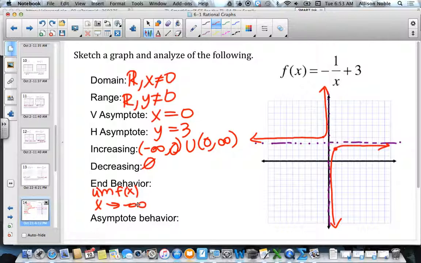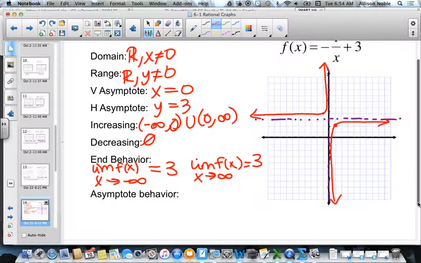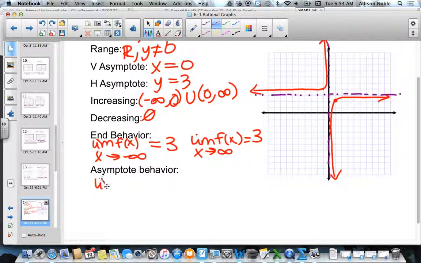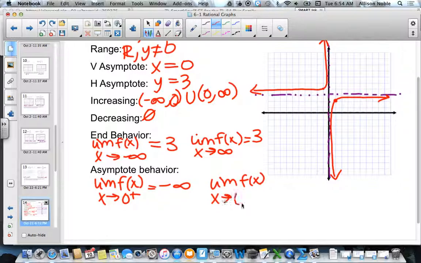And the end behavior would be the limit of f of x as x approaches negative infinity. So as we go to the left, our graph is approaching 3 instead of 0. And the limit of f of x as x approaches positive infinity would also be 3. And then the asymptote behavior is going to be the limit of f of x as x approaches 0 from the right. So as we're coming from the right, it is going to negative infinity. And the limit of f of x as x approaches 0 from the left is positive infinity.